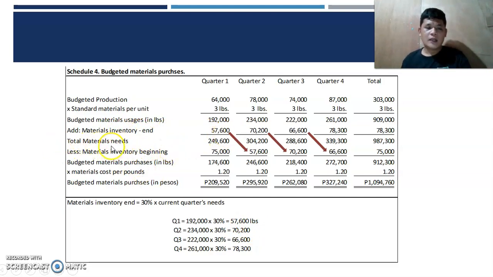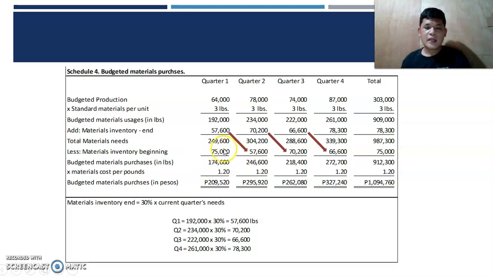And now, total materials needs. Ito na yung total material need natin. Ito yung kailangan natin lahat. Considering na ito yung budgeted production natin, and at the same time, ito yung materials end. So, that is total materials need 249,600. So, i-less natin yung materials inventory beginning na 75,000.